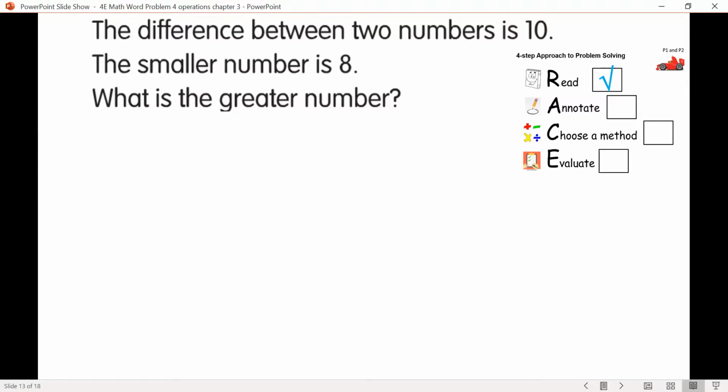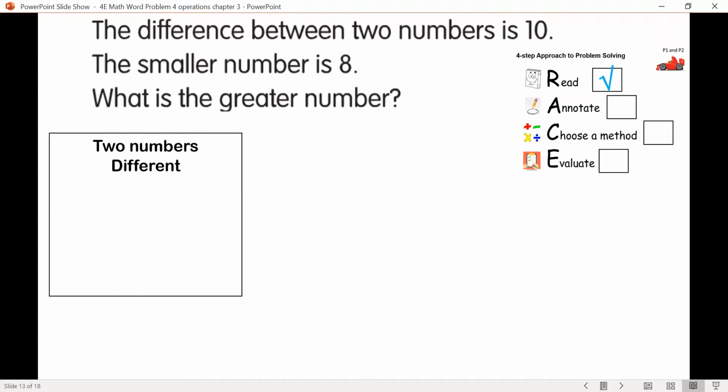So in Lakeside Primary School, from primary 1 to primary 6, we practice. So I do my second reading. The difference between two numbers is 10, the smaller number is 8. What is the greater number? I do my annotations. My annotations go like this. There are two different numbers. There are two numbers that are different.